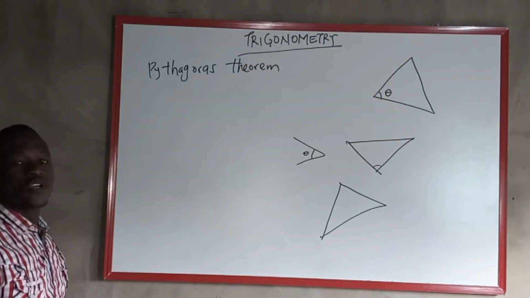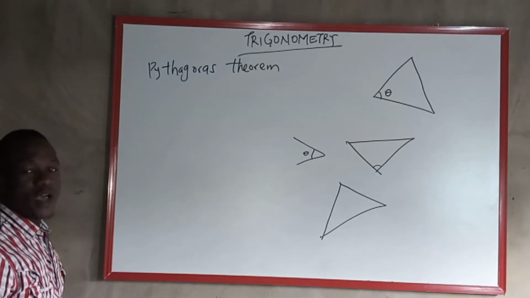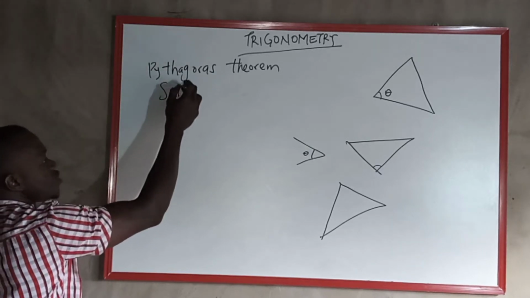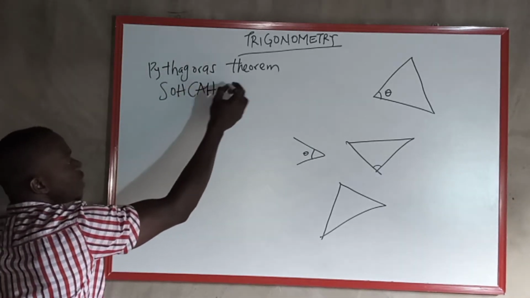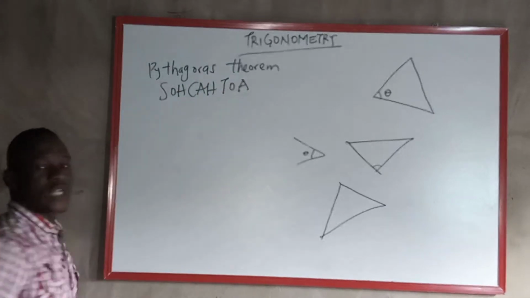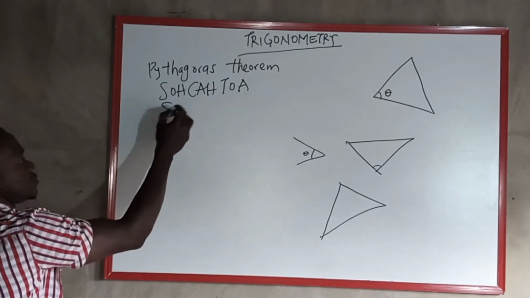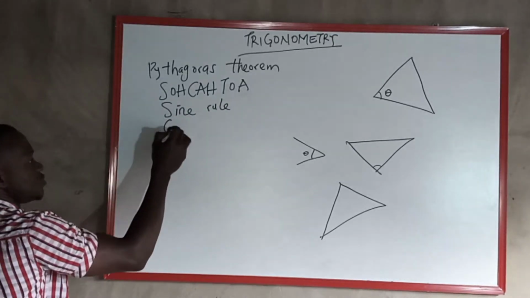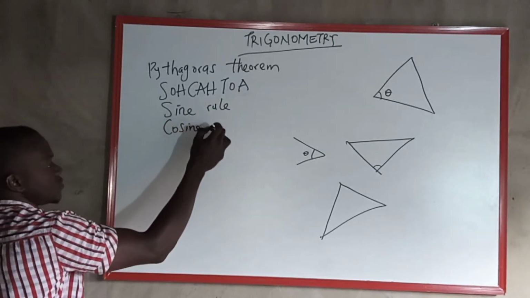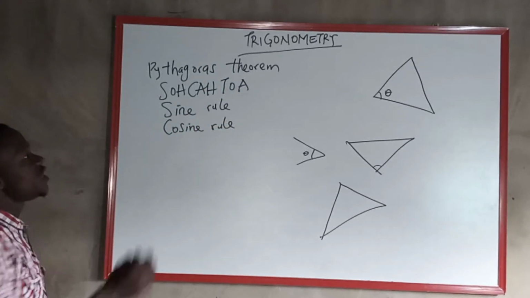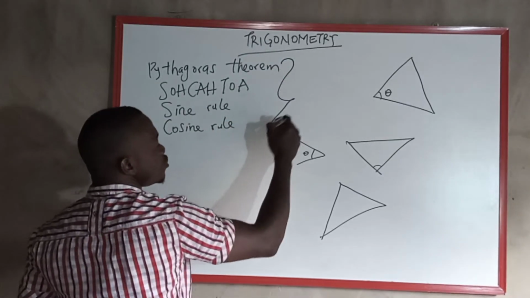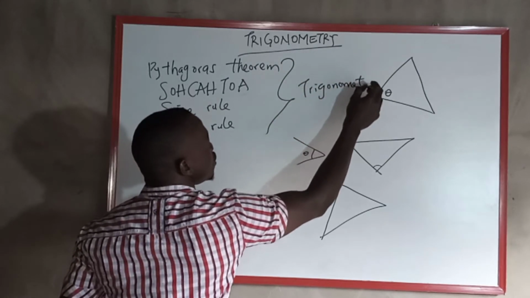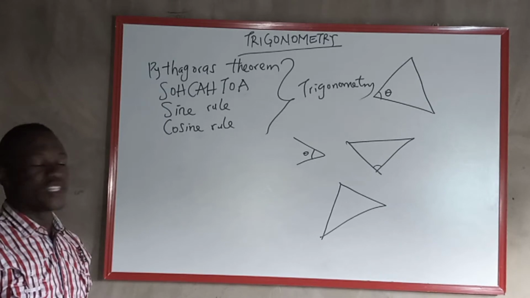The second rule is the trig ratio, which is the SOHCAHTOA, as we call it. Now the third one is the sine rule, and the last one is the cosine rule. So these four basic rules are used to solve trigonometry, are used to get the unknown in trigonometry.